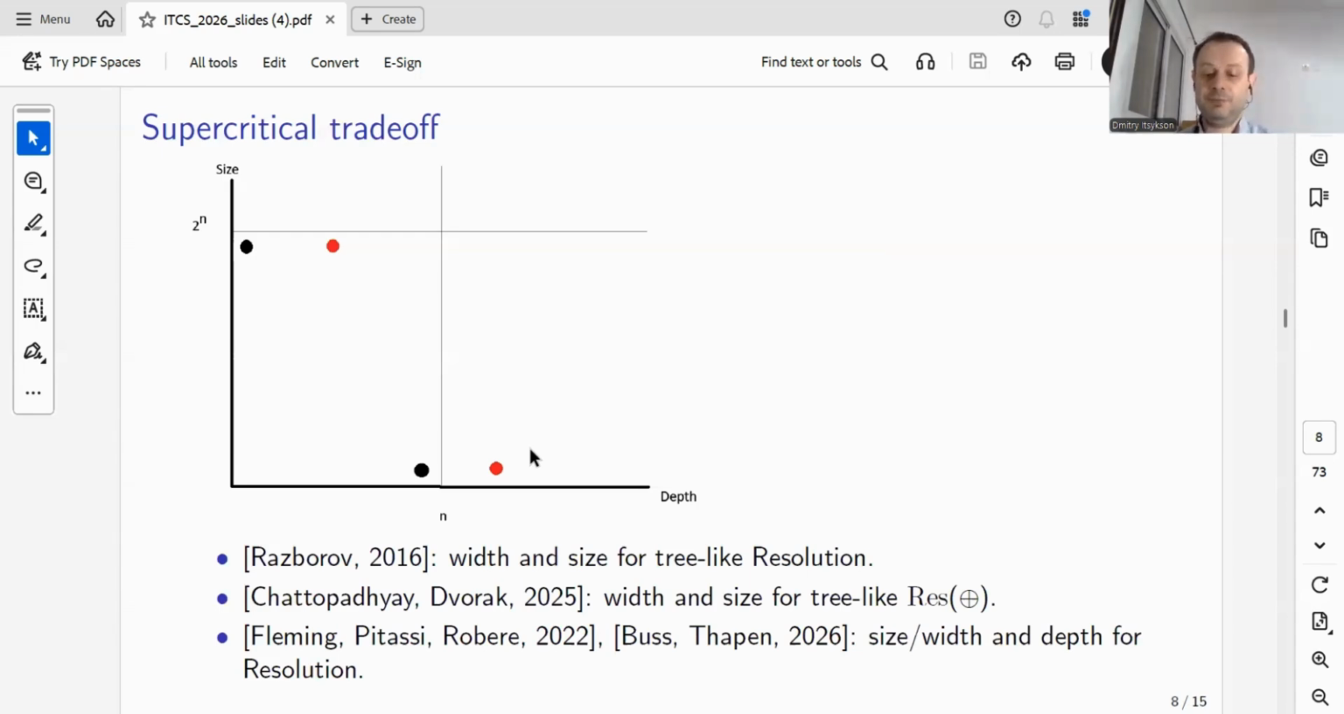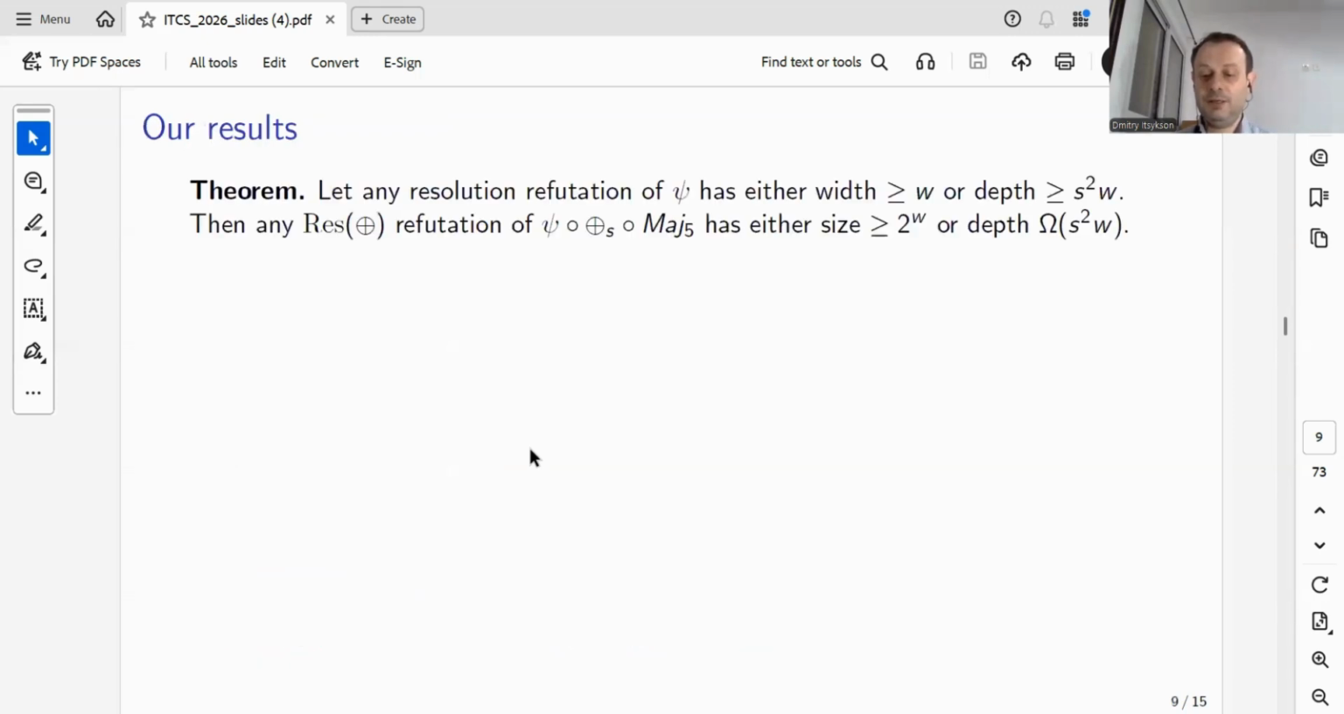Now we are ready to state our results. Assume that any resolution refutation of formula psi has either width at least w or depth at least a square times w. Then, any resolution over parities refutation of the formula psi lifted by the composition of parity of size s and majority of size 5 has either size at least 2 to the w, or depth at least omega of s squared times w.